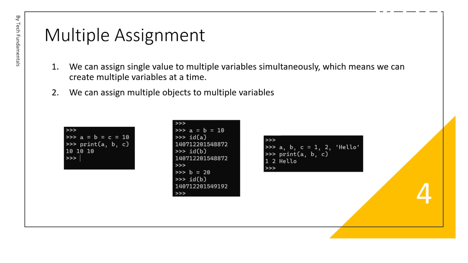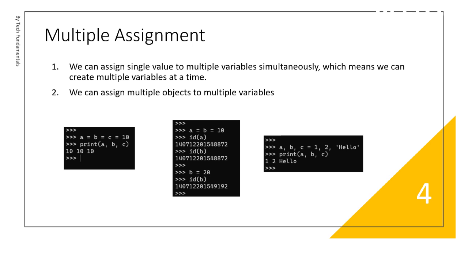A single value can be assigned to multiple variables simultaneously. That is, you can create multiple variables at the same time. In the first picture, I created the variables a, b, and c at the same time and assigned the value 10. Here an integer object with a value of 10 is created and all three variables are allocated the same memory space. In the second figure you can see that the variables a and b have the same address. The id method is used to get the object's address.